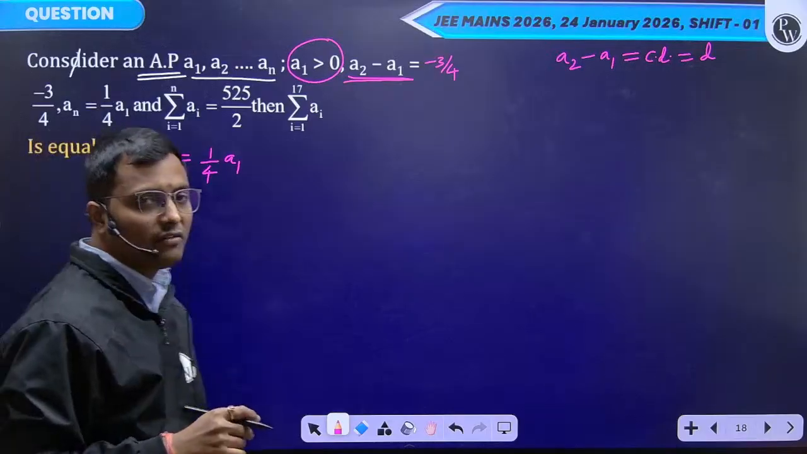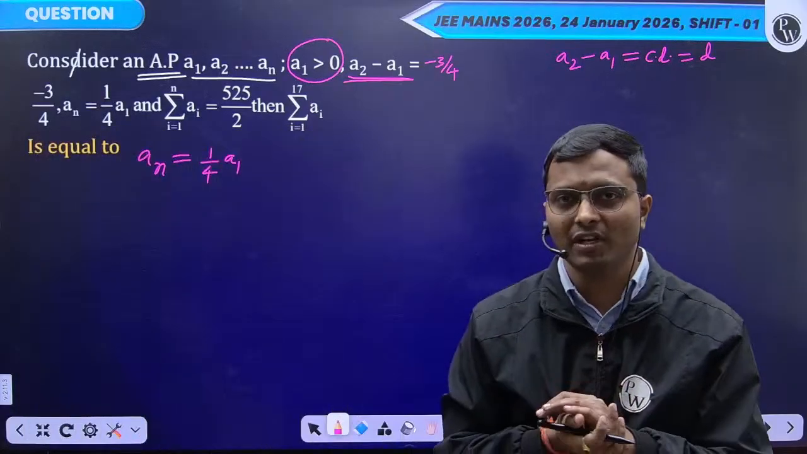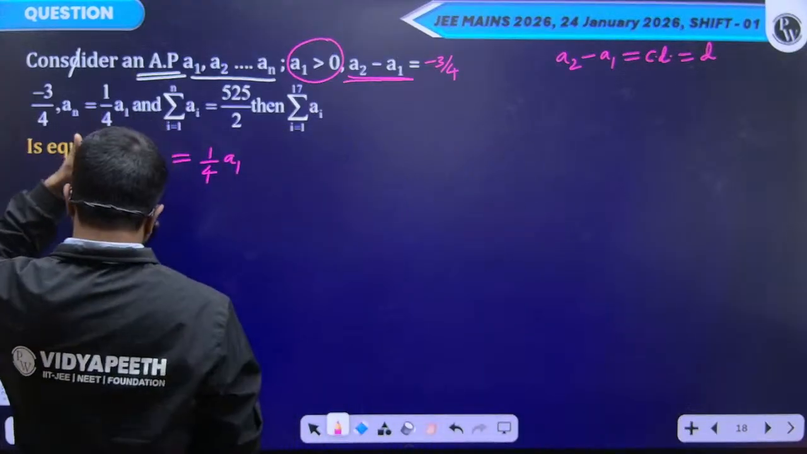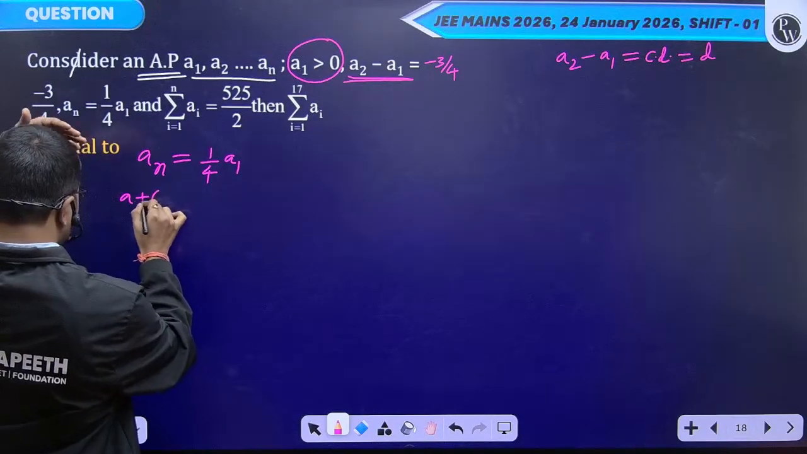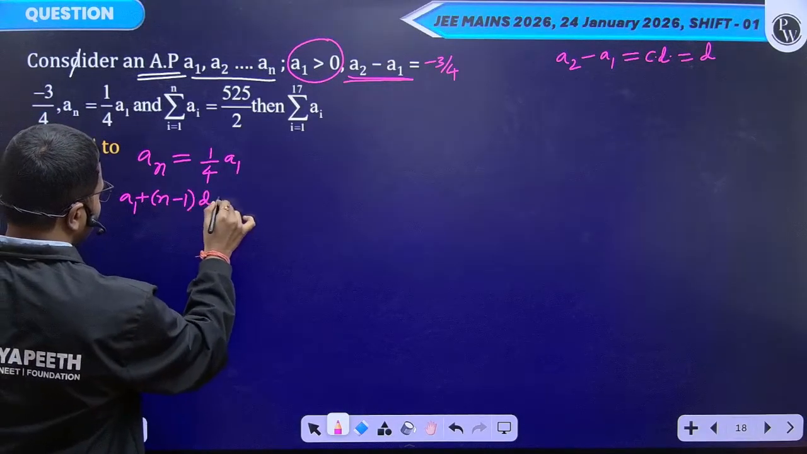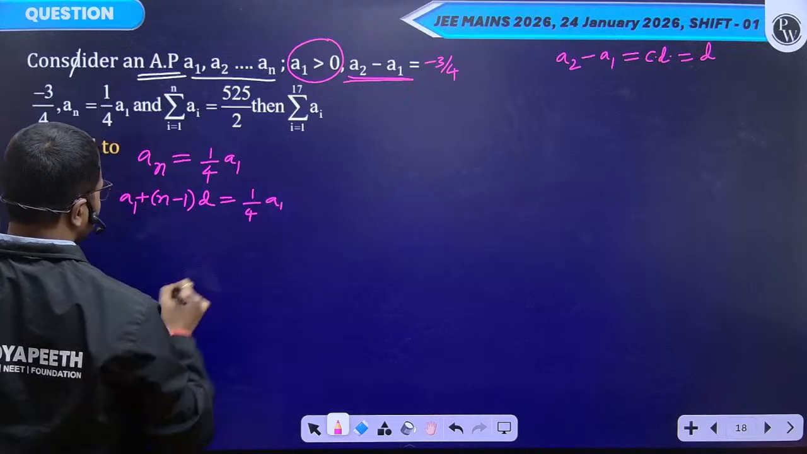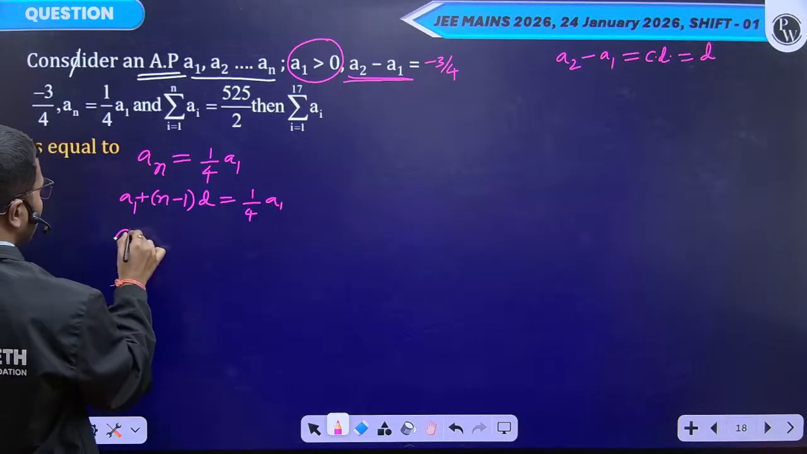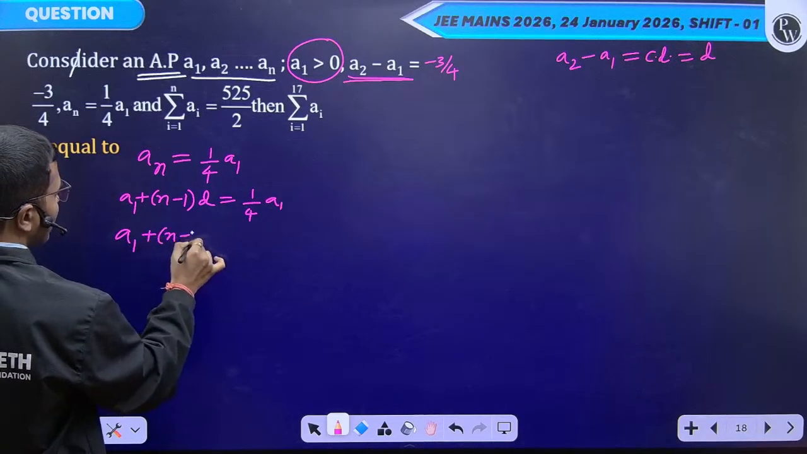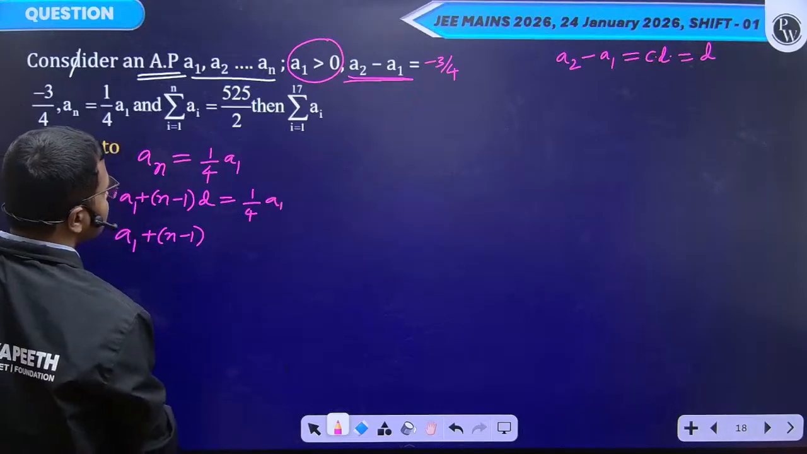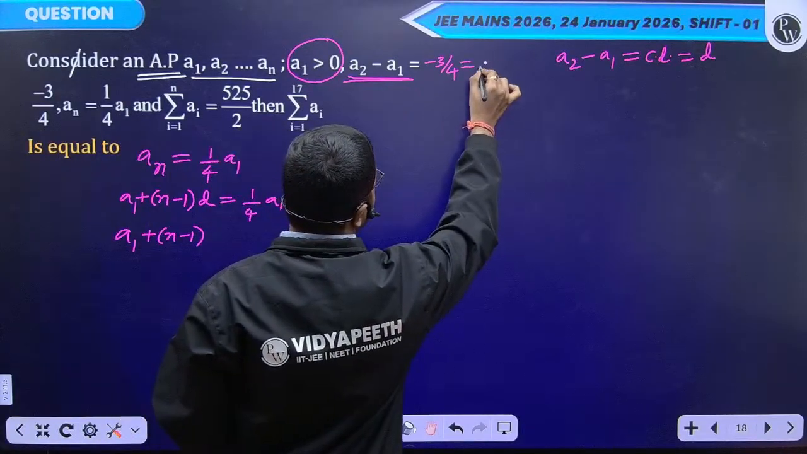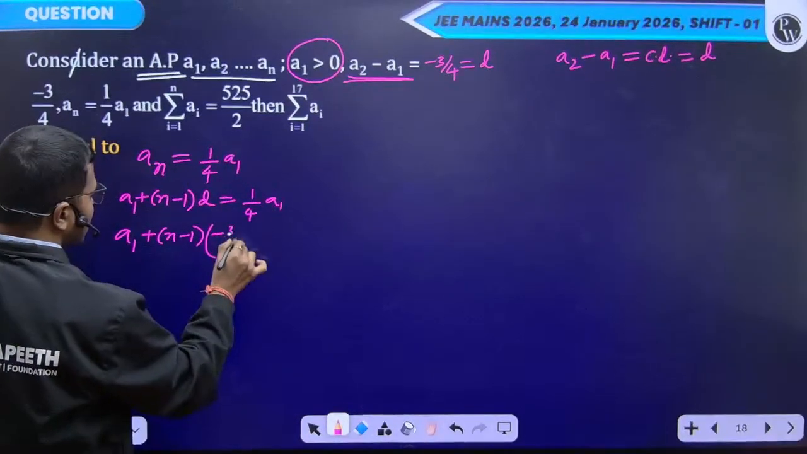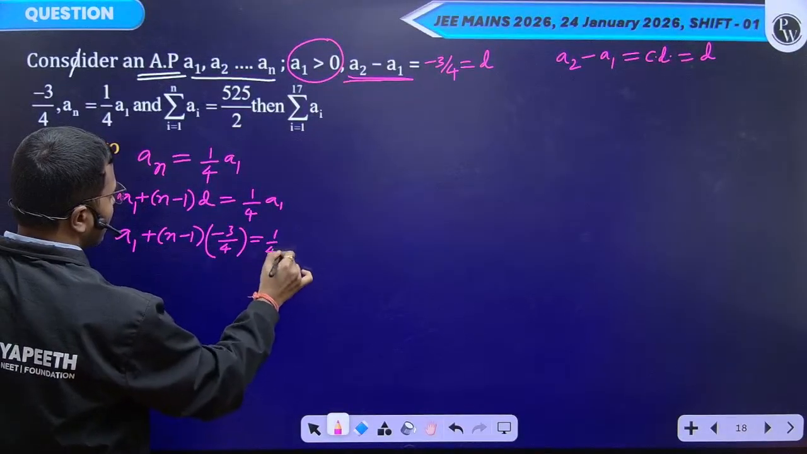So what is the nth term formula of an AP? This is an important formula, a fundamental formula. We need to remember it. So let us use that formula. AN is A1 plus N minus 1 into D, is equal to 1 by 4 A1. A1 is our first term. What is A1? We don't know. It is not given for us. N minus 1 also we don't know. Common difference we know. How much is the common difference? D is minus 3 by 4. So let us put that value. A1 plus N minus 1 into minus 3 by 4 is equal to 1 by 4 A1.